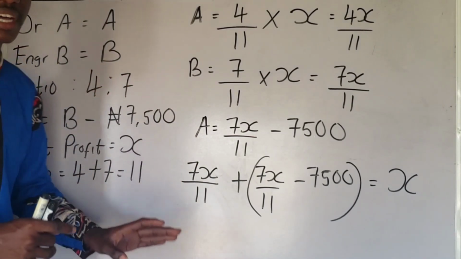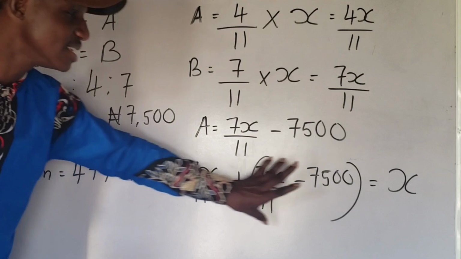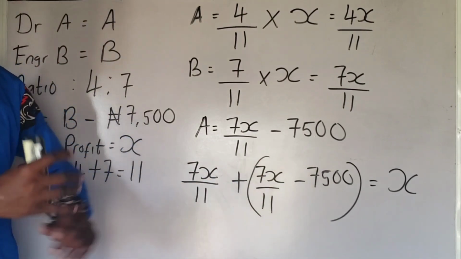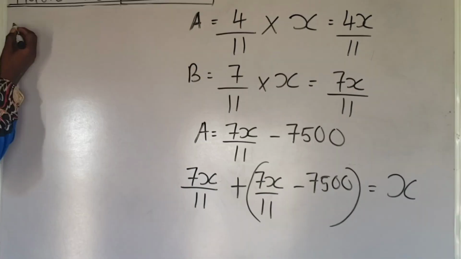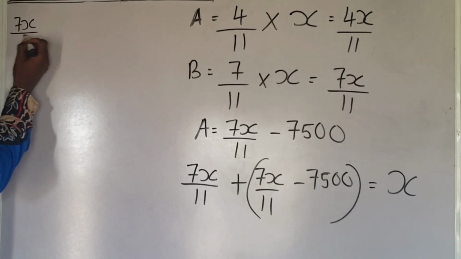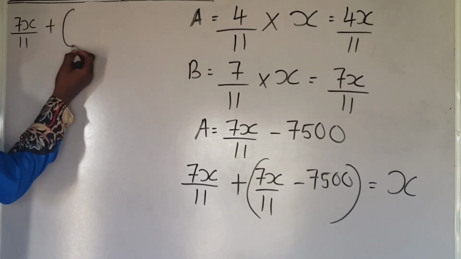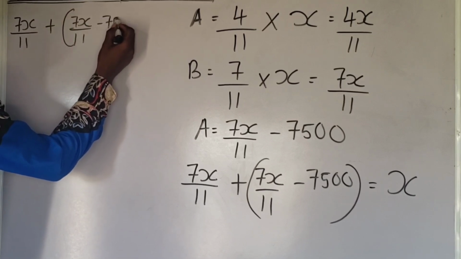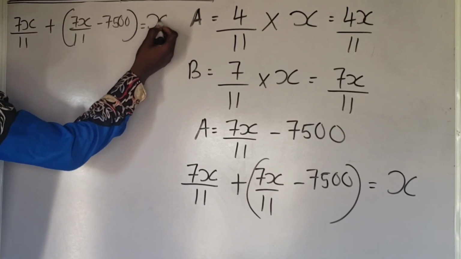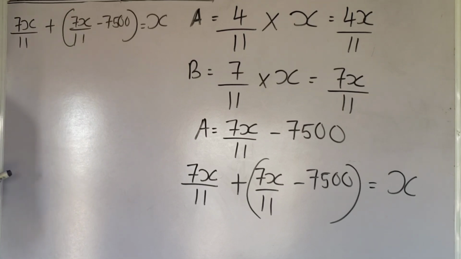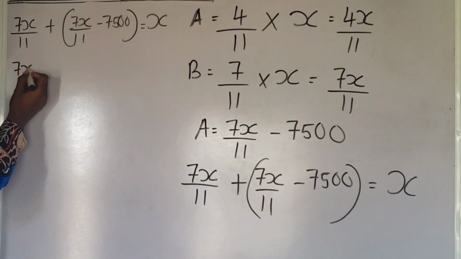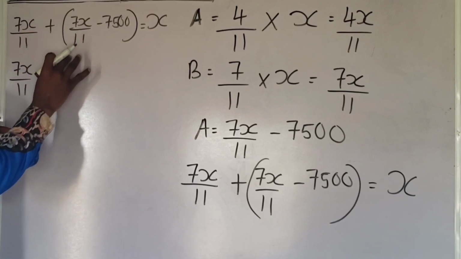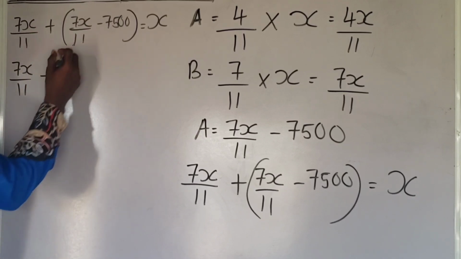So the next step is that I'm going to solve for the value of X in this equation. Do you understand? I'm going to find the value of X in this equation. That will be the net profit. That's it. I have 7x all over 11 plus 7x all over 11 minus 7,500 is equals to X. 7x all over 11 plus, now take the LCM. Let's start our solution from the bracket.